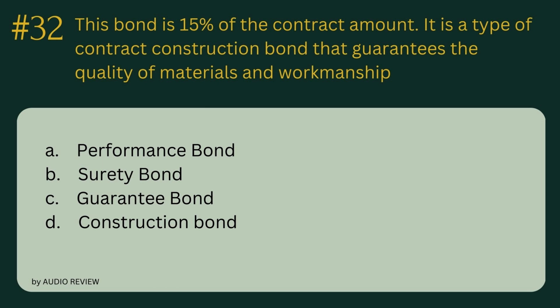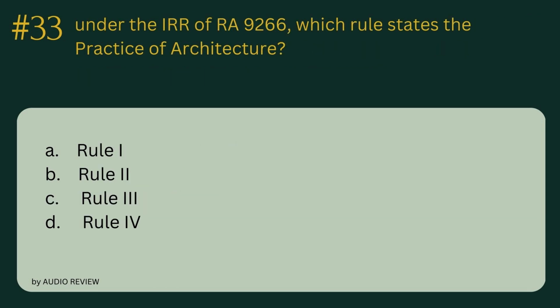Question 32. This bond is 15% of the contract amount. It is a type of contract construction bond that guarantees the quality of materials and workmanship. Is it A. Performance bond? B. Surety bond? C. Guarantee bond? D. Construction bond? The answer? It's C. Guarantee bond. This bond is 15% of the contract amount. It is a type of contract construction bond that guarantees the quality of materials and workmanship. Guarantee bond.